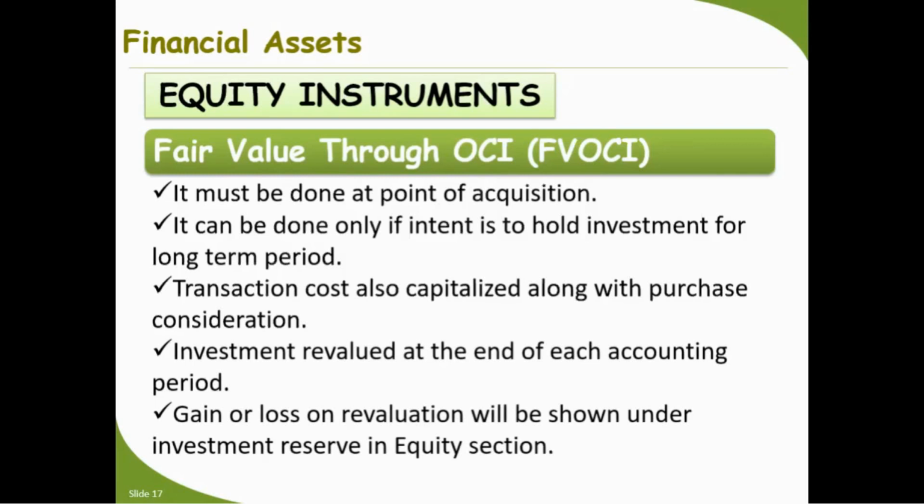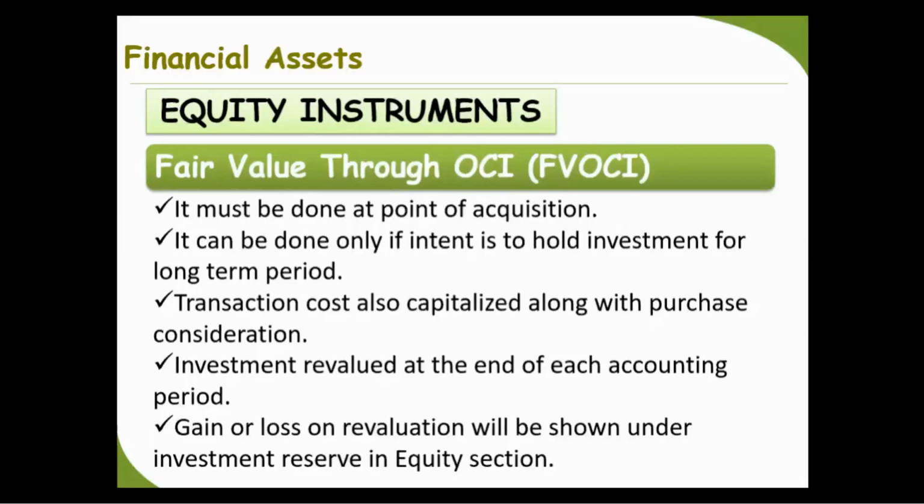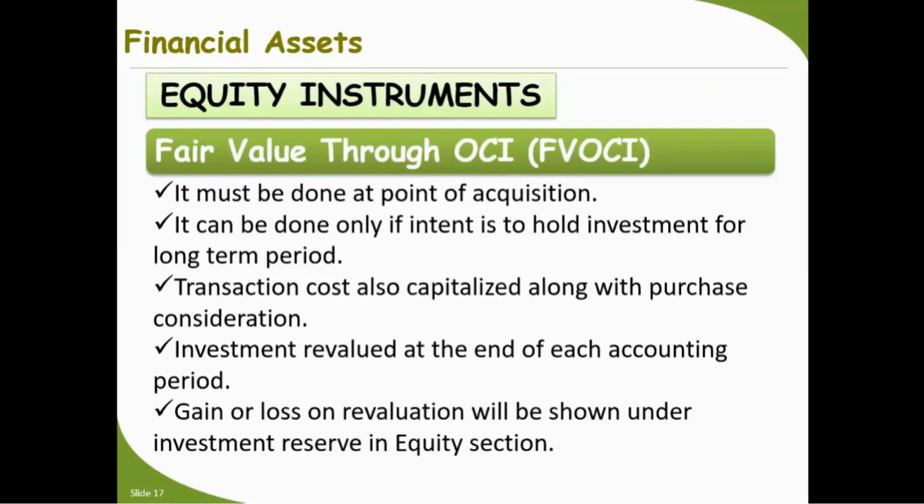So if you are holding a financial asset by having an investment in equity instruments of another organization, you have two possibilities: fair value through profit and loss, and the other possibility is fair value through OCI. The default category is fair value through profit and loss. It will be changed only when you have the intent to hold your investment for a long-term period.